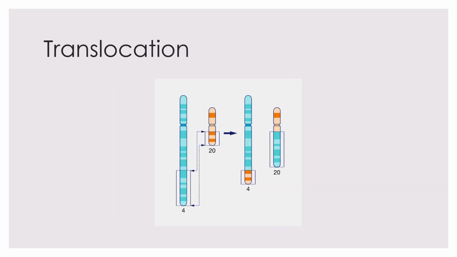Translocation. What is translocation? Let's say this green chromosome is chromosome 4 and this orange is chromosome 20. Now, a portion of chromosome 20 is broken and a portion of chromosome 4 is broken. This chromosome 4 portion is attached to chromosome 20 and this 20 portion is attached here at chromosome 4. So there is a translocation between the Q arms of chromosome 4 and 20.